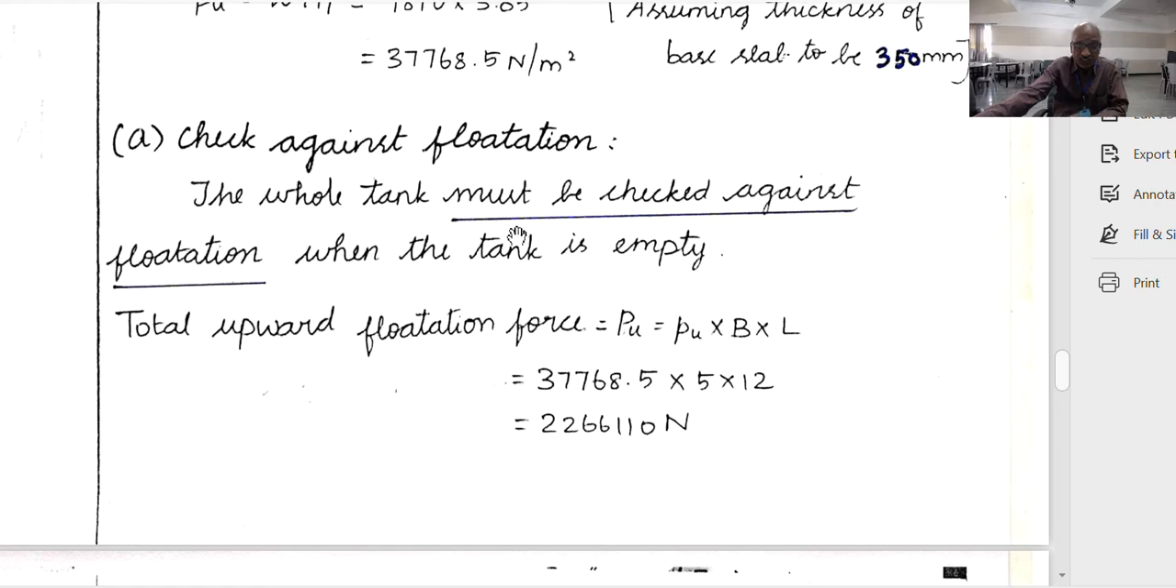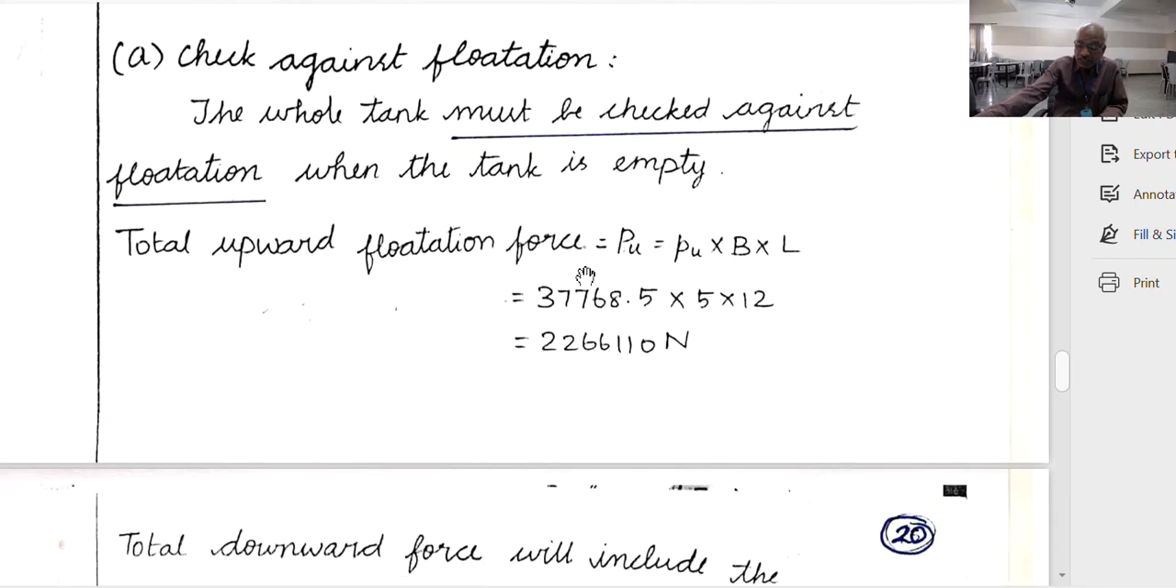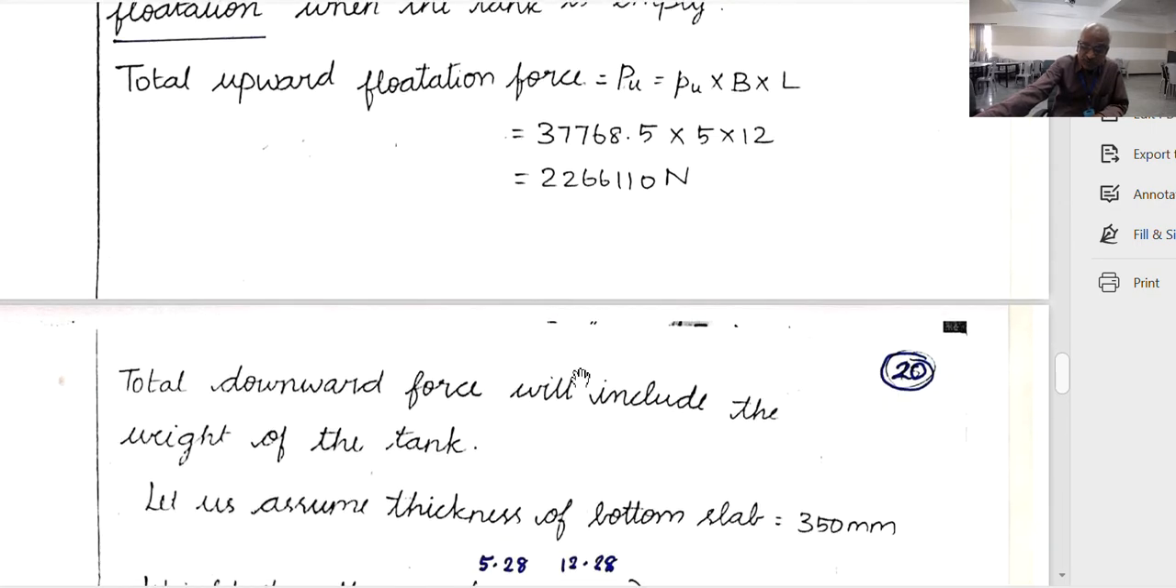Now check against flotation. The whole tank must be checked against flotation when the tank is empty. The total upward flotation force equals the upward pressure, 37,768 into B into L. B into L is 5 meters by 12 meters, the inner dimensions. We just ignore the wall, because the wall is supporting, so the minimum depth available is on the inner side. So you just use the clear dimension, 5 meters by 12 meters, into the upward pressure. This is the total upward force.